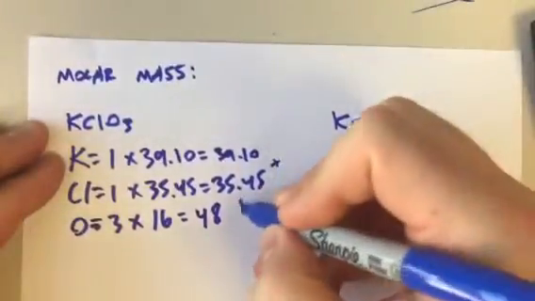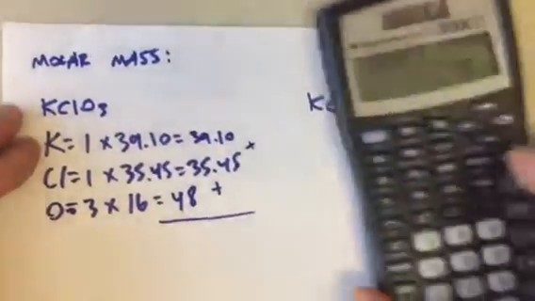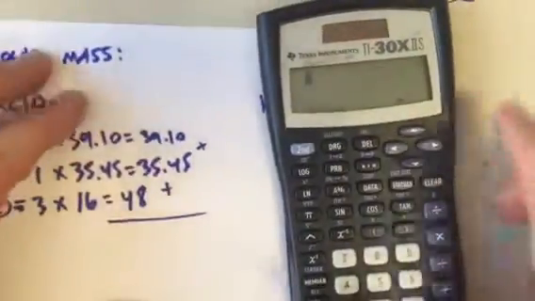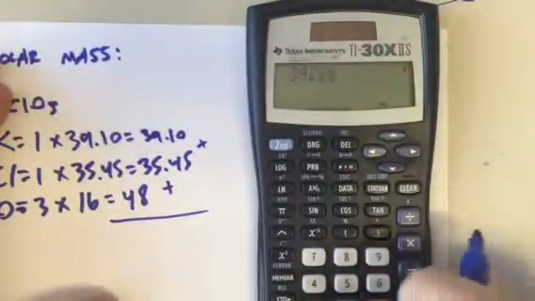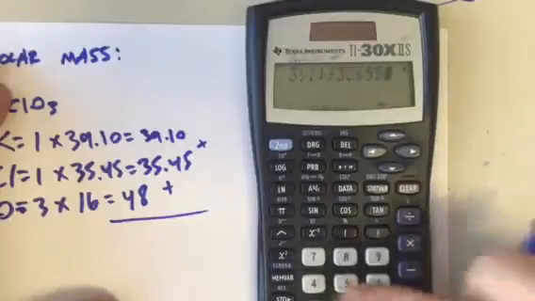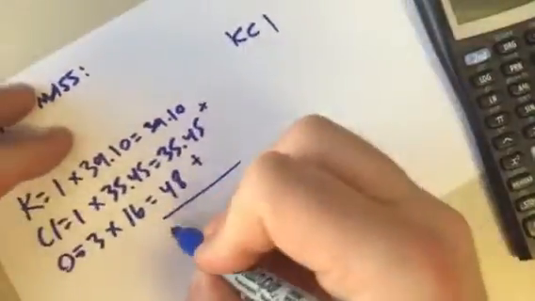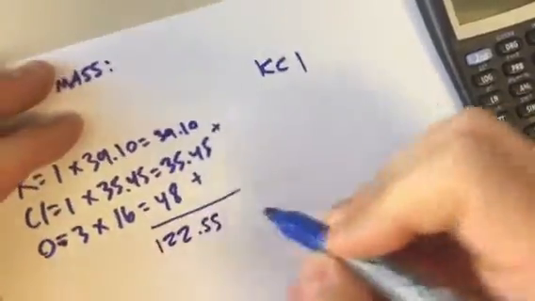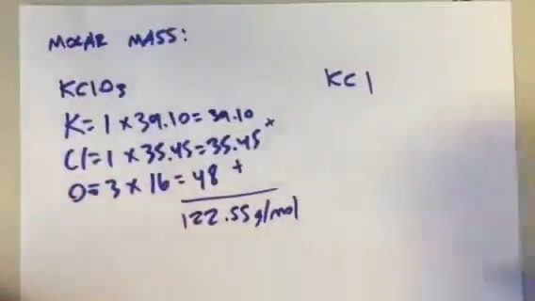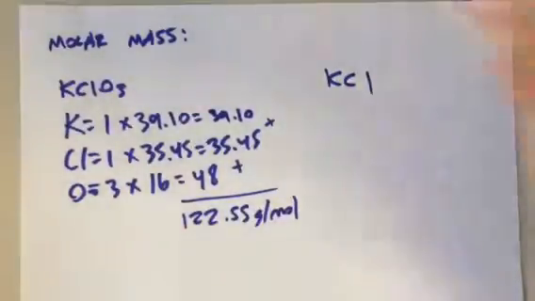Add them all together. So that is 39.1 plus 35.45 plus 48, which gives me 122.55 grams per mole. So I needed to find that before I even begin. And why did I know that? Because of the flow chart.